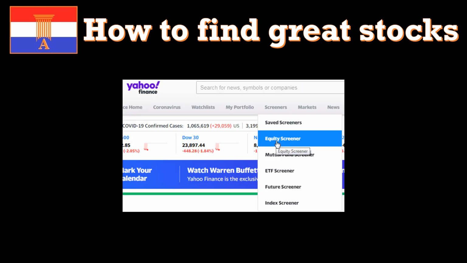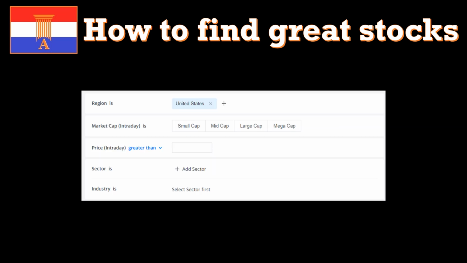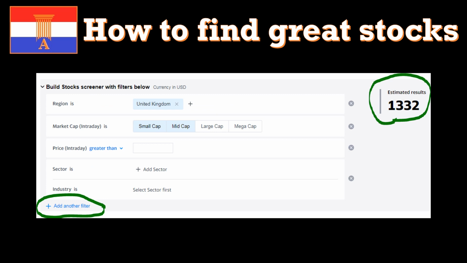If you go to Yahoo Finance and you hover over the screener, sorry, and then you select equity screener, you will get the following page. Here you can add all the requirements that you want to see, and Yahoo Finance will filter them out and select all the publicly listed companies that meet your selection. So in this case, they always selected United States, but I do not want to look there. So let's make our own selection.